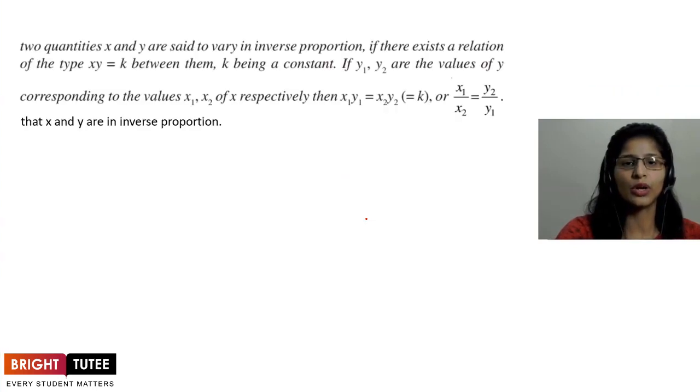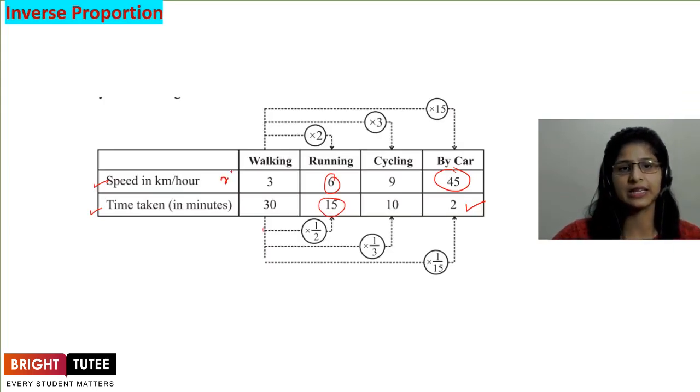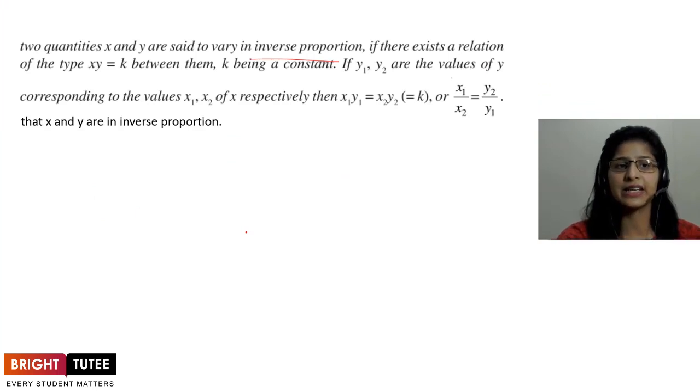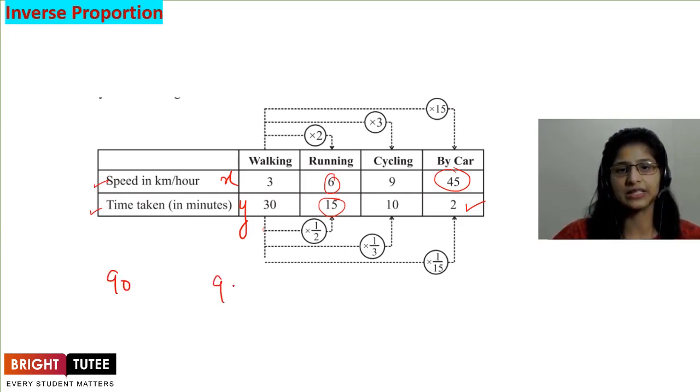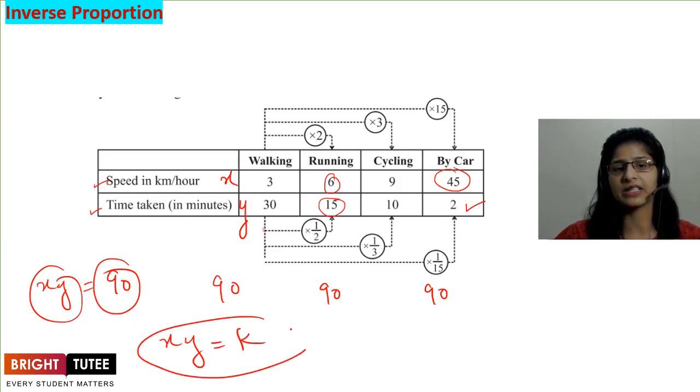Clear? So what we can see from here, if two quantities x and y are said to be in inverse proportion, suppose this is x and this is y, then there exists a relationship of the type xy equal to k. Why are we saying this? Just see, if you multiply x and y, 30 into 3 is 90, 15 into 6 is 90, 9 into 10 is 90, 45 into 2 is 90. So all the multiplications of x and y give us the same constant number, and this is represented by k.